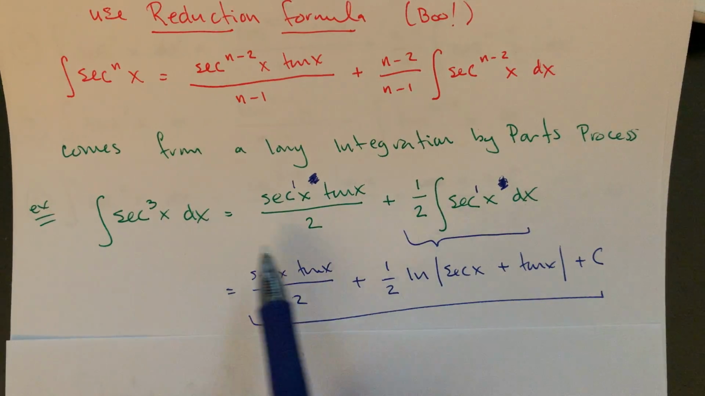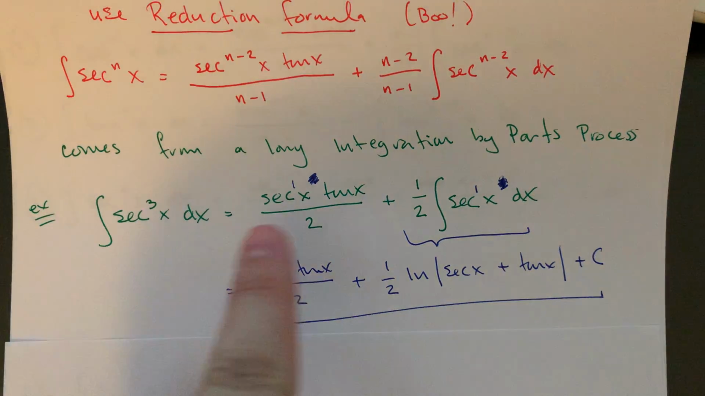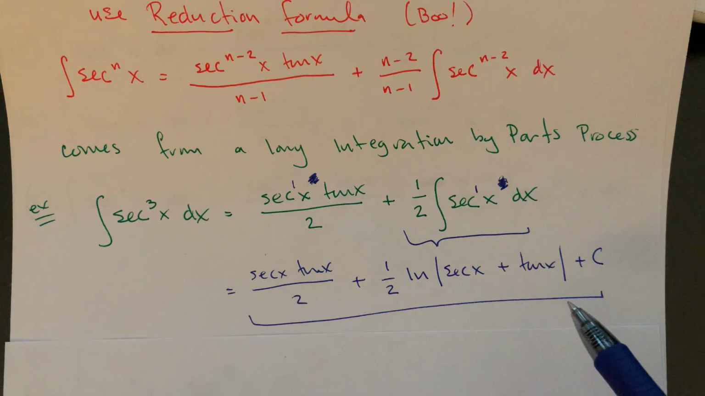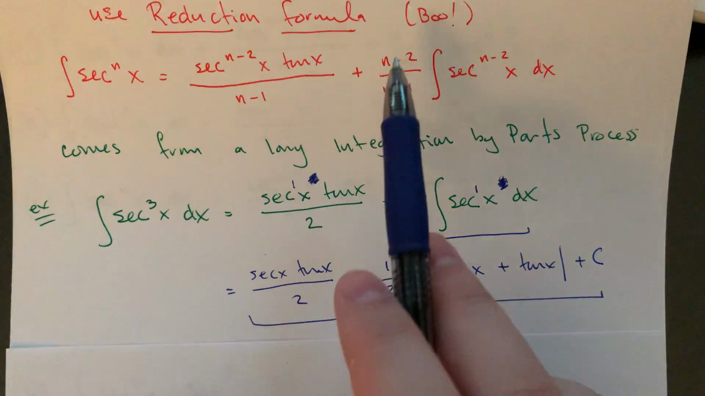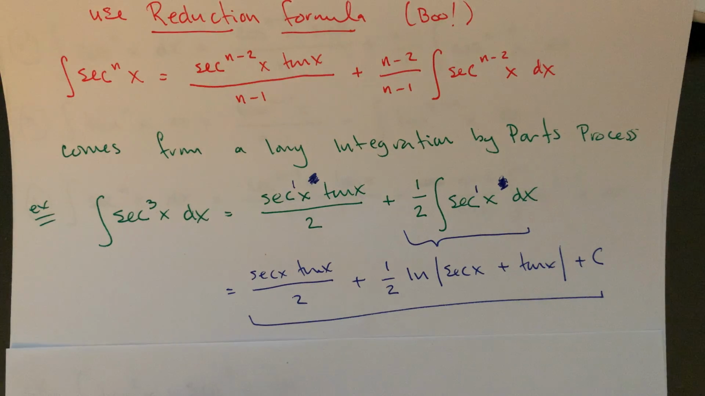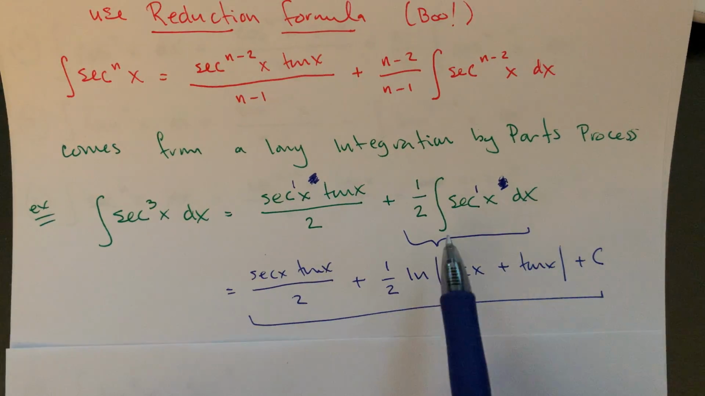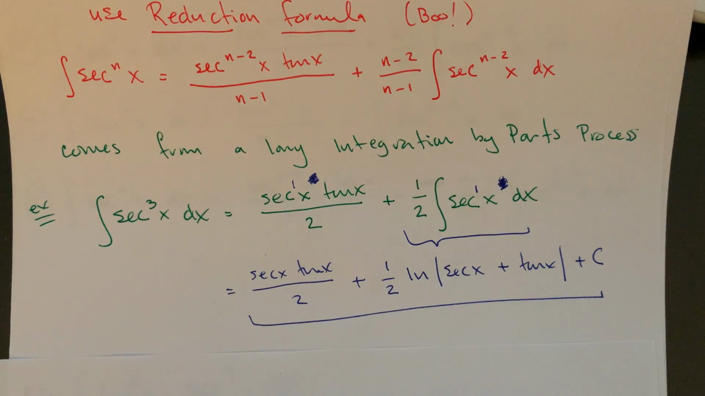So secant cubed would go something like this. You could extend it and imagine a secant to the 5 would go from a cube to a cube, and then that cube would go to a 1 to a 1, and then that last one you could do with this log stuff. Because we're starting with an odd power on the secant, if you're subtracting by 2 each time, you're going to go 9 to 7 to 5 to 3 to 1. You'll always wrap up with this natural log of the absolute value of secant plus tangent.